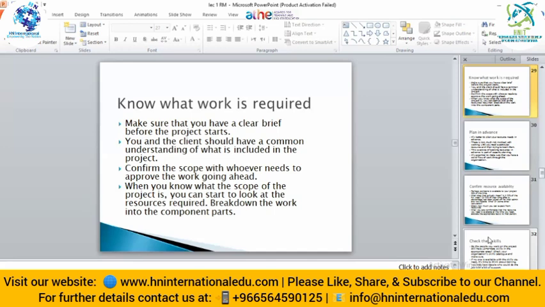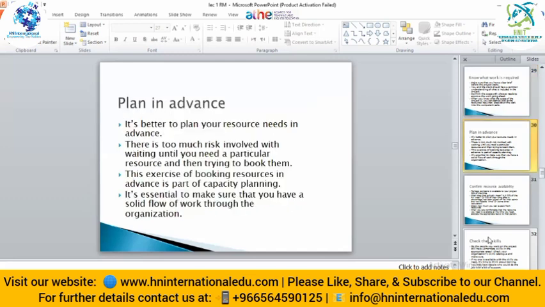So when you know what the scope of the project is, you can start to look at the resources required. According to that, we can mention which resources are required, and then we will start the work, and we will break down our work into different smaller parts or different small tasks.